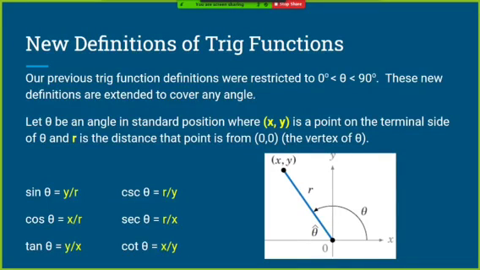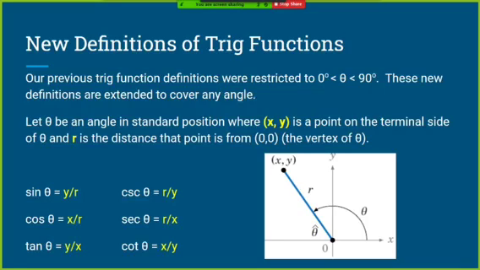Alright, so now we're going to get away from SOHCAHTOA and learn some new definitions for our 6 trig functions. The reason why is that our previous trig function definitions were restricted to only being able to take the sine, cosine, tangent of angles between 0 and 90. These new definitions will allow us to take the sine, cosine, tangent, cosecant, secant, cotangent of any real number angle, either in degrees or radians, doesn't matter.